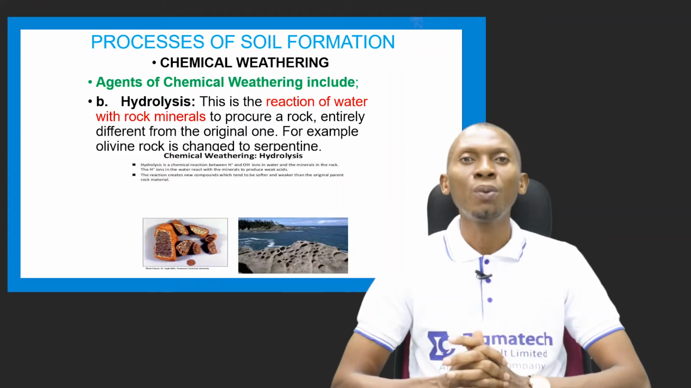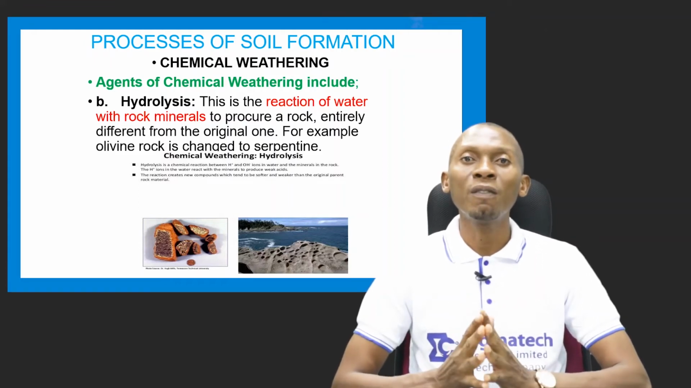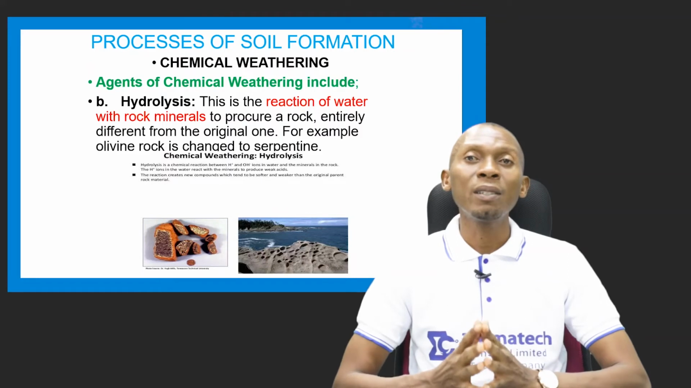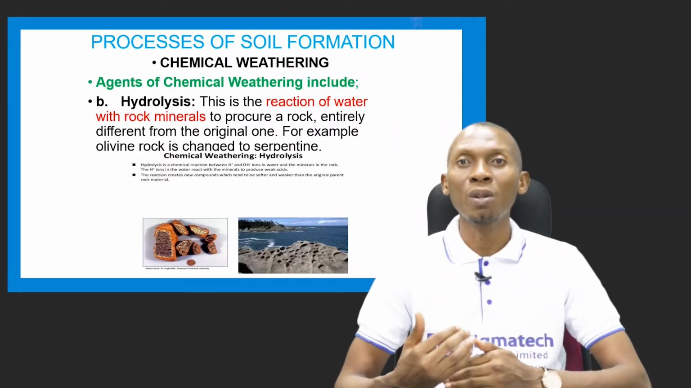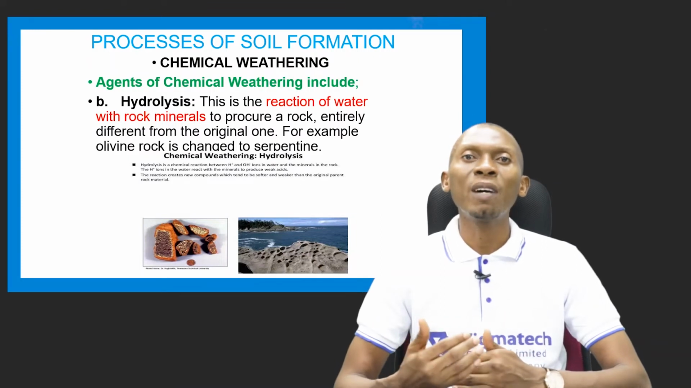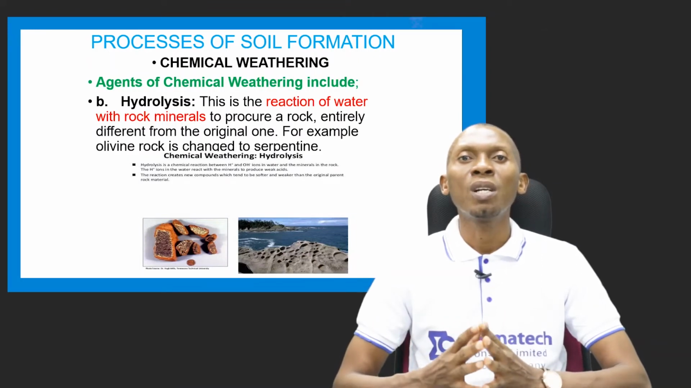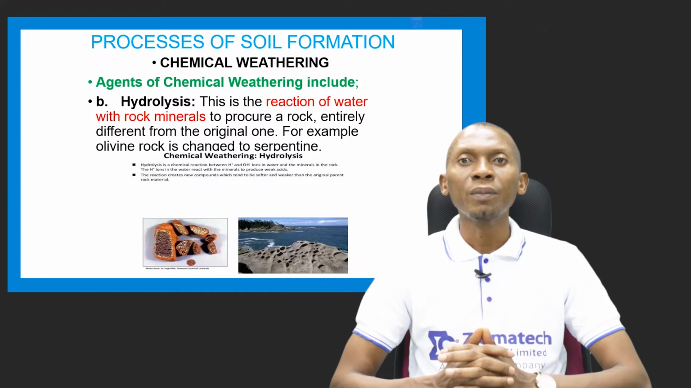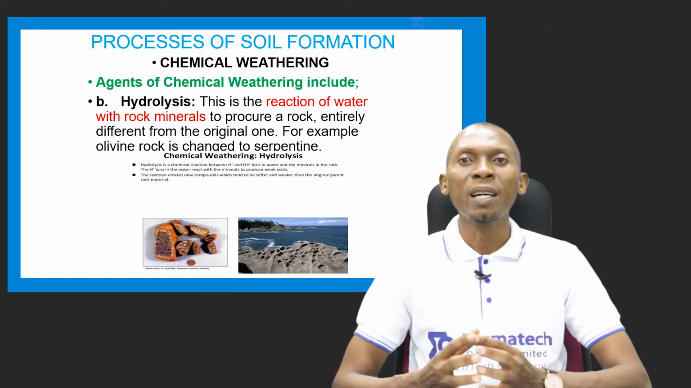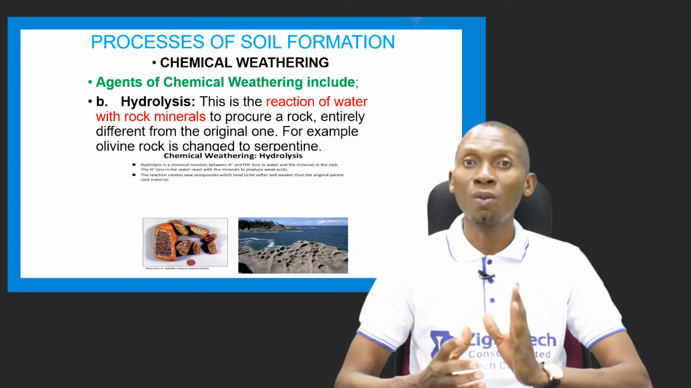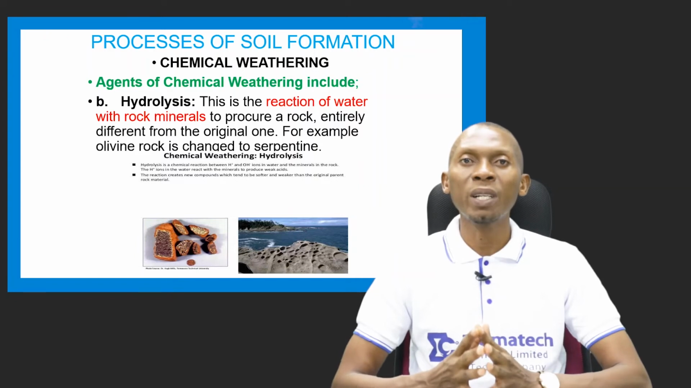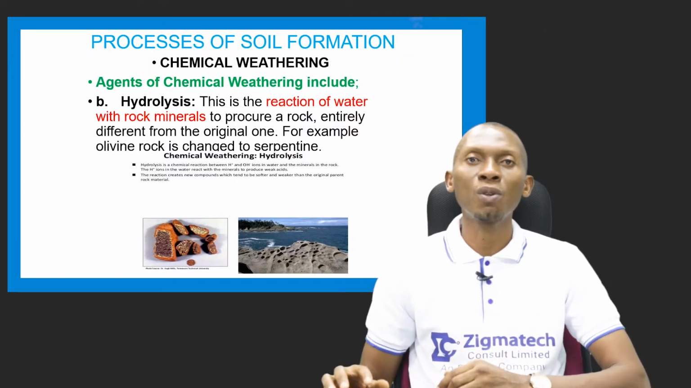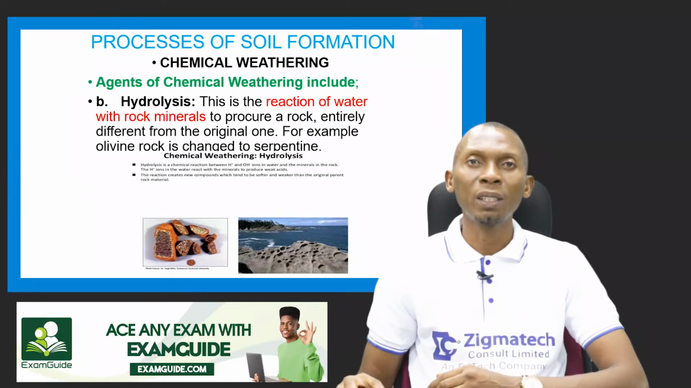For example, we have a rock called olivine, and once water comes in contact or reacts with the rock minerals, this olivine is changed to serpentine, which is usually softer and weaker than the original olivine rock, and this will eventually lead to the breaking down or disintegration of the rock. So this process is called hydrolysis.